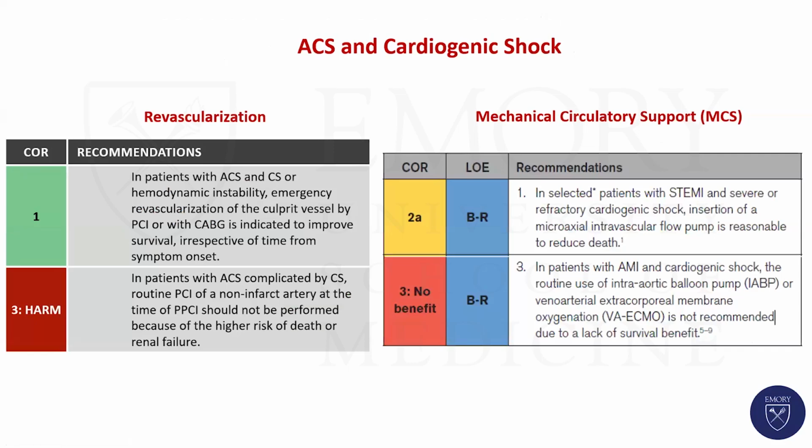Now, we revamped this section, ACS and cardiogenic shock. So once again, class 1: in patients with ACS, cardiogenic shock, and hemodynamic instability, emergency revascularization of the culprit vessel by PCI or CABG is indicated to improve survival, irrespective of time from symptom onset, and generally the sooner the better. Class 3 harm, once again, we said PCI of a non-culprit artery should not be performed.